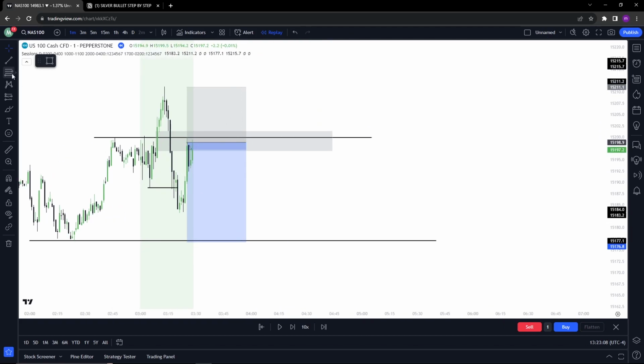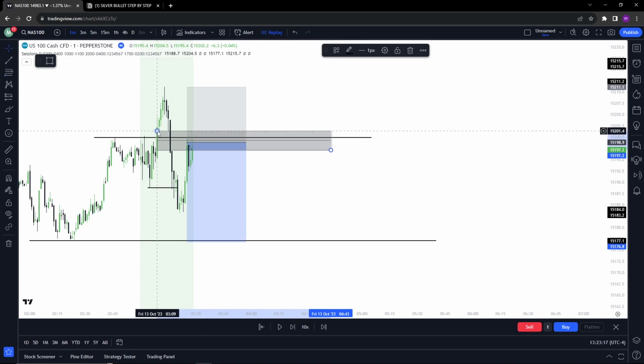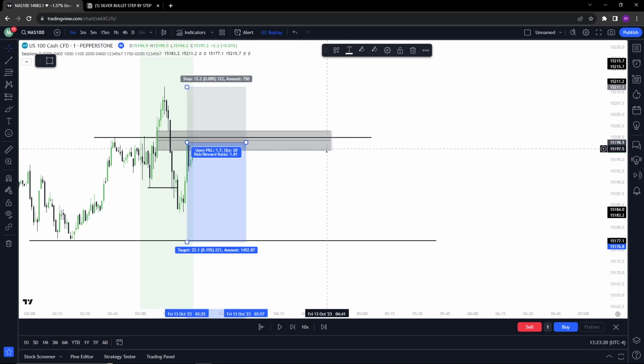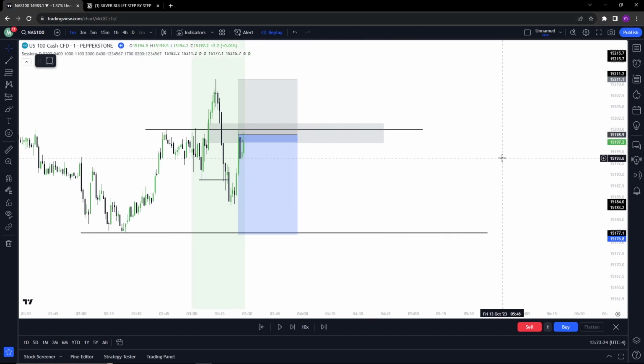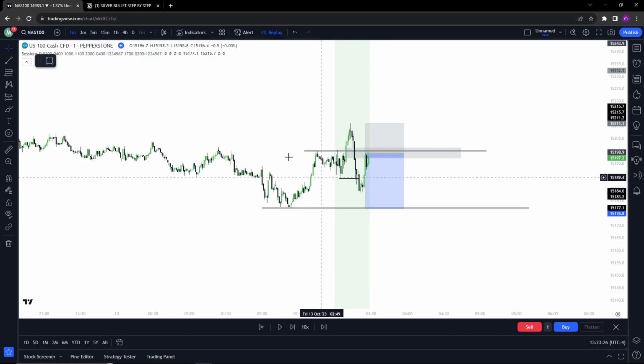The 50% for you guys that don't know, simply get your Fibonacci tool and mark out the imbalance like so, and this would be our 50% right over here because it's the 50% of the imbalance. Now, as I said, this is the easiest liquidity we can target, which is this low right over here.